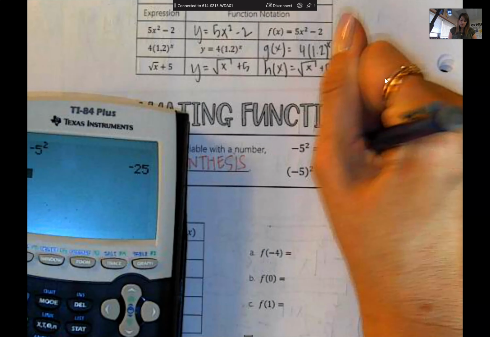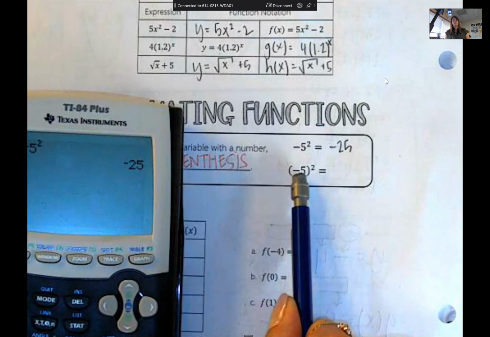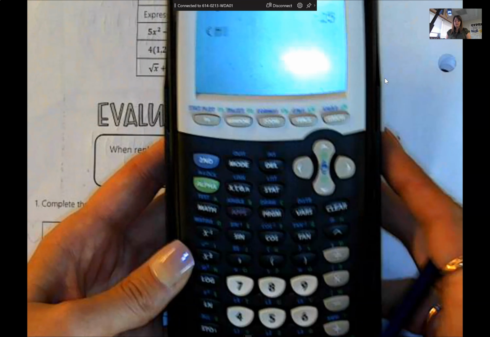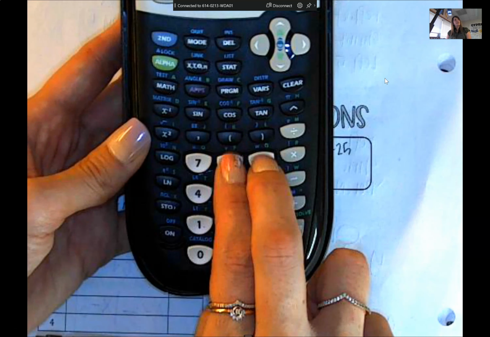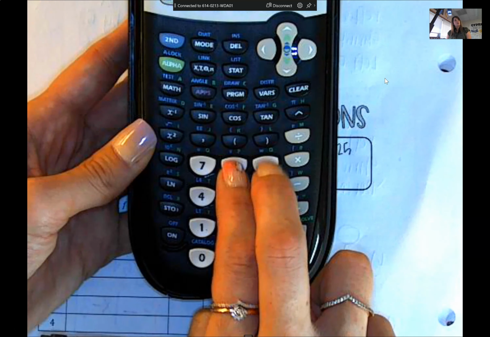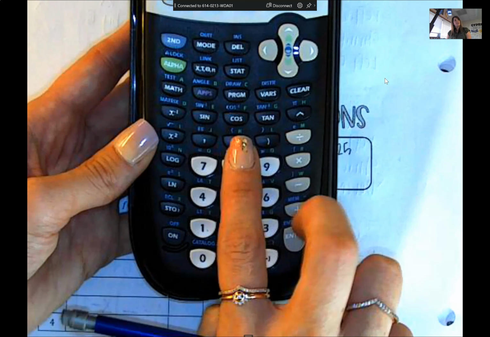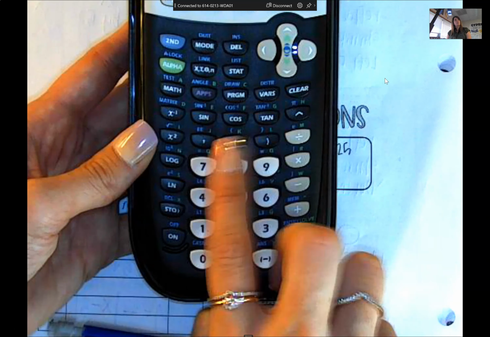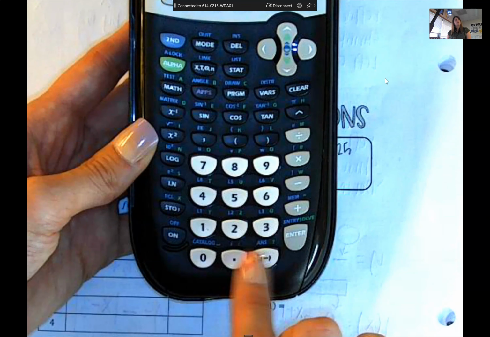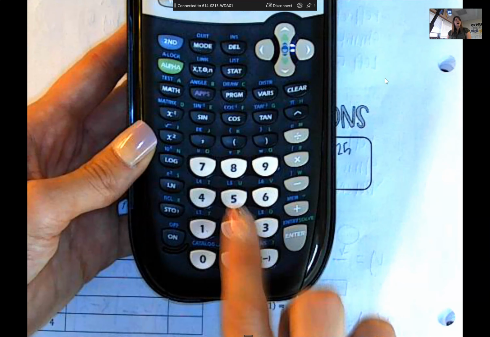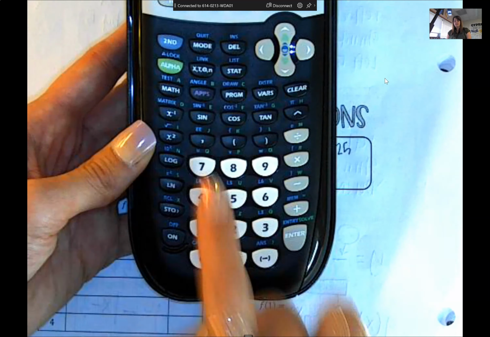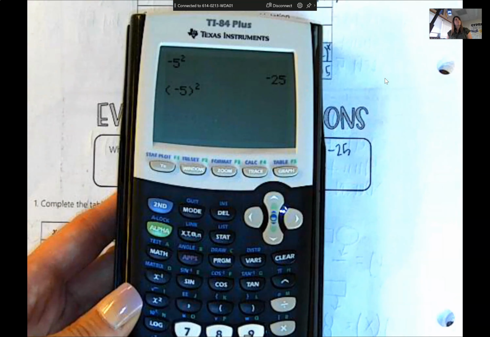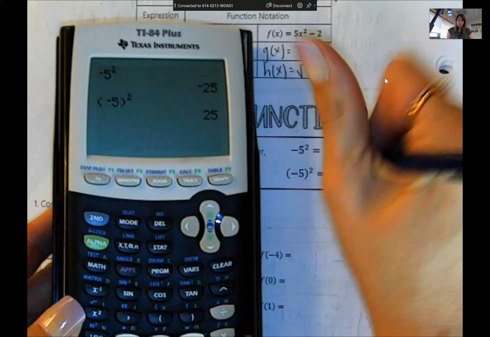But if I decide to put parentheses around the negative 5, let's see if we get the same thing. So your parentheses are above the 8 and the 9. So you hit parenthesis, negative, below the 3, 5, parenthesis, hit the square. What do you guys get? Positive 25.